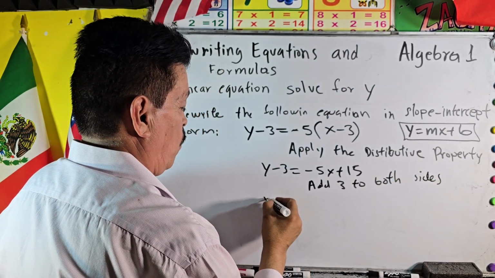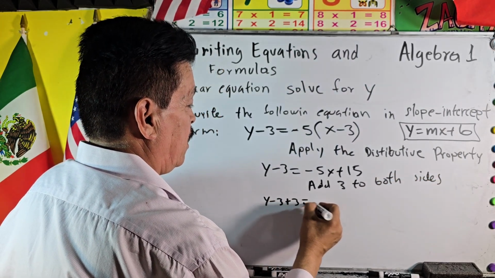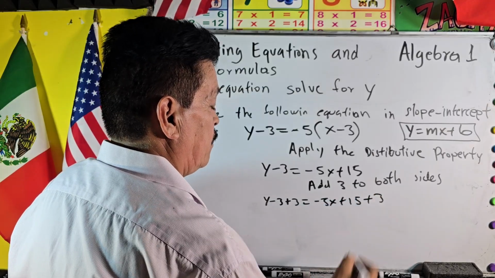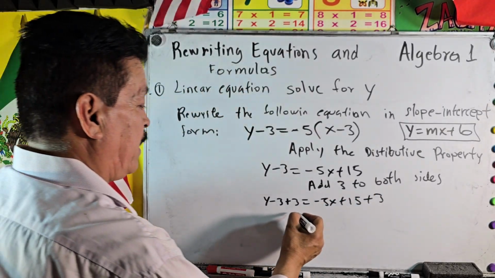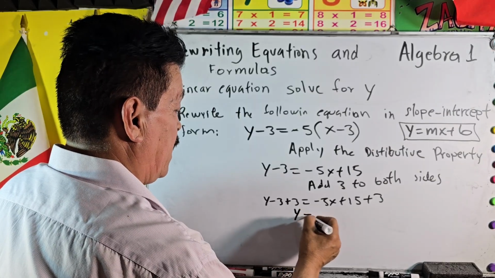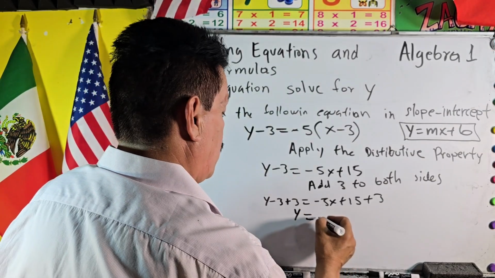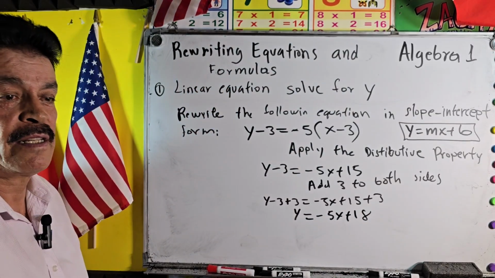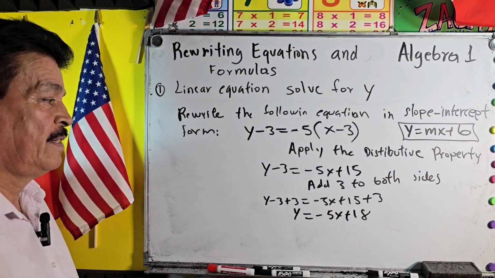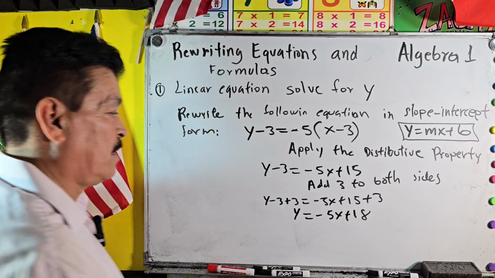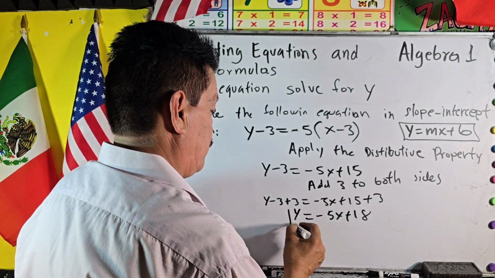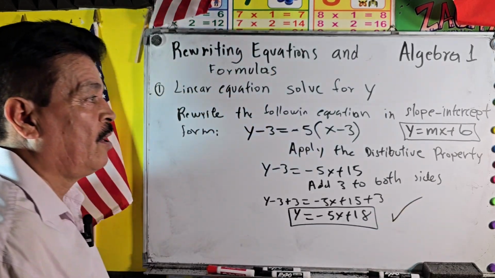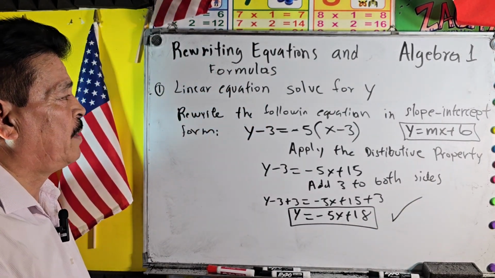Let me do this step. y minus 3 plus 3 equals negative 5x plus 15 plus 3. Right? Simplify here. y equals negative 5x plus 8. That's it. That's the solution. Right? Very simple. It's not a big deal, right?